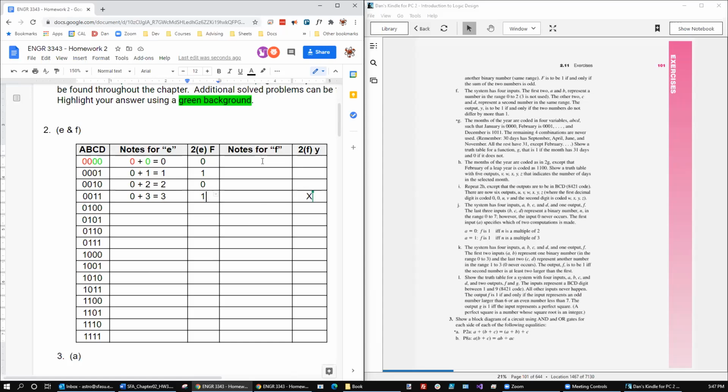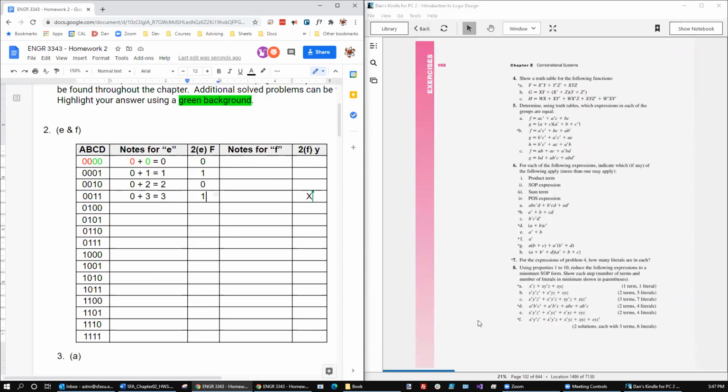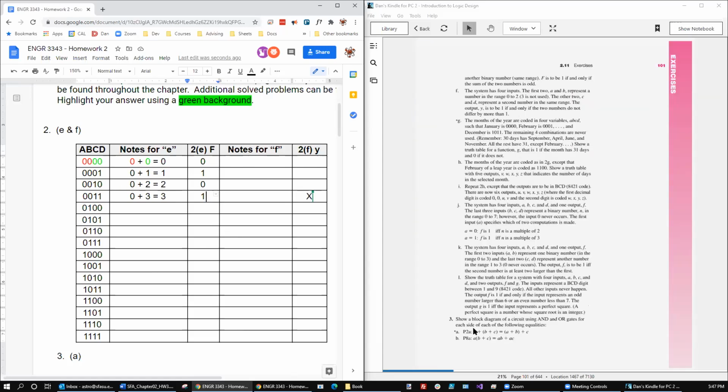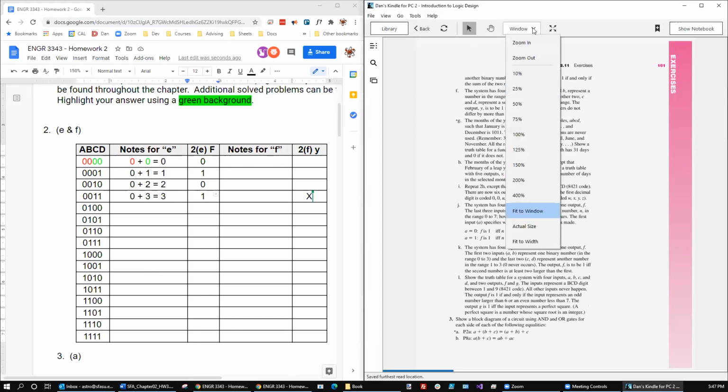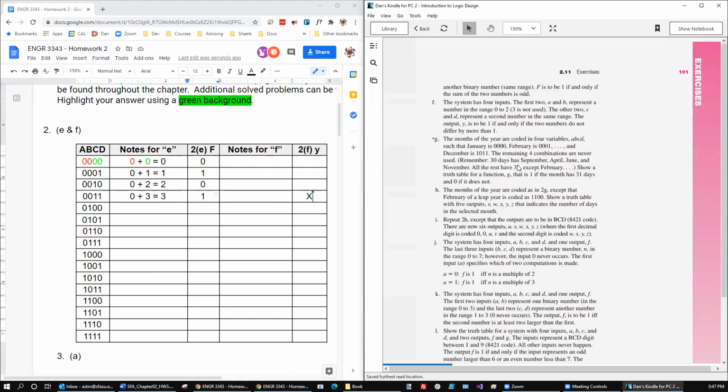I did want to mention something about your problem that's different than my problem F. And since I only have 3 minutes, I think it's probably a good idea to do that. All right, so you're working F, which is right there. I'm going to zoom in, maybe 150%. All right, so you still have the same situation right here that I do. You have a system of 4 inputs. Okay, great.